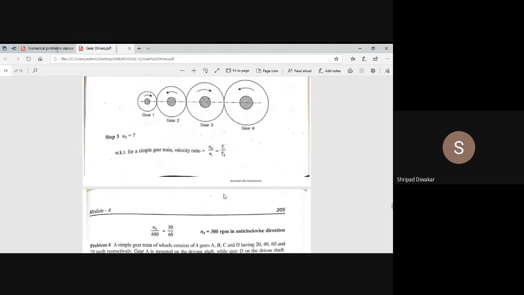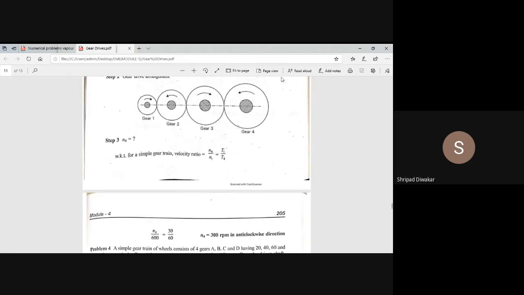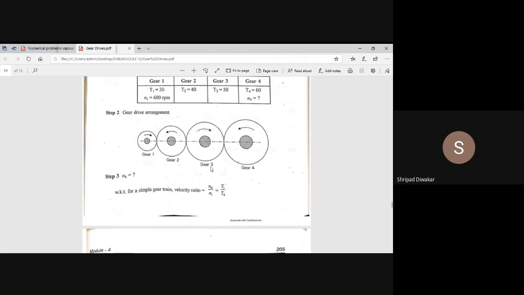Now in this case, what are the given data? N4 we don't know. N1 is given, how much? N1 is 600 rpm.